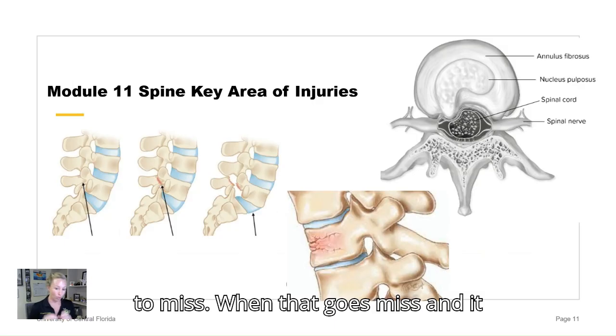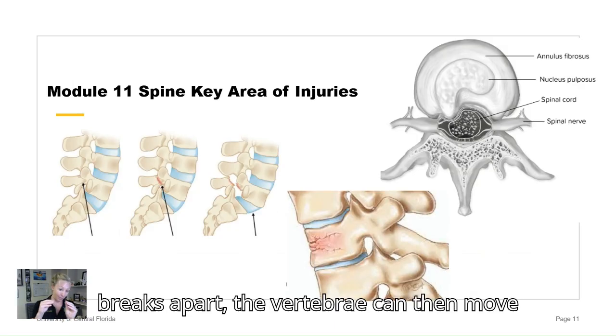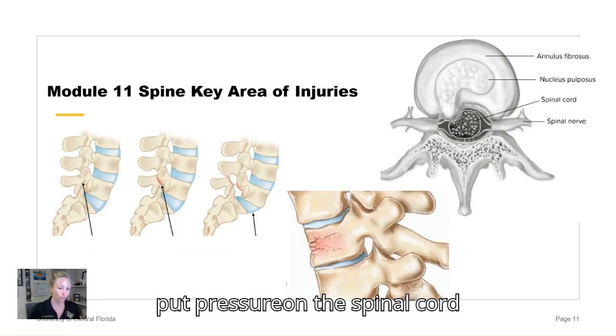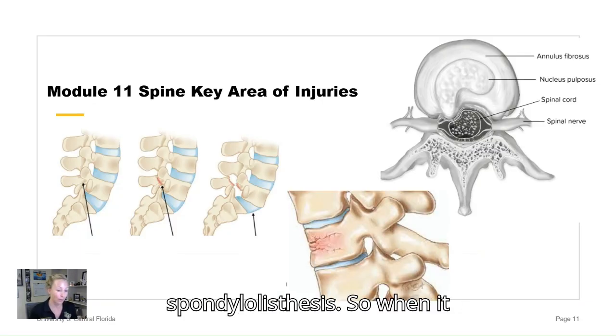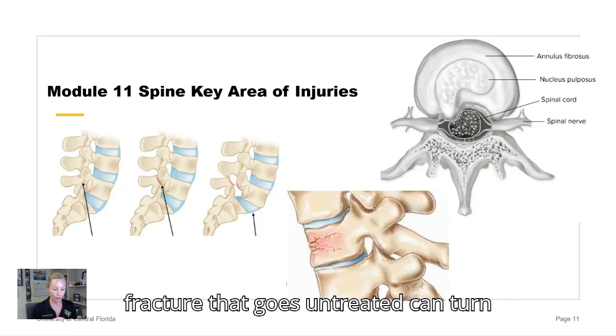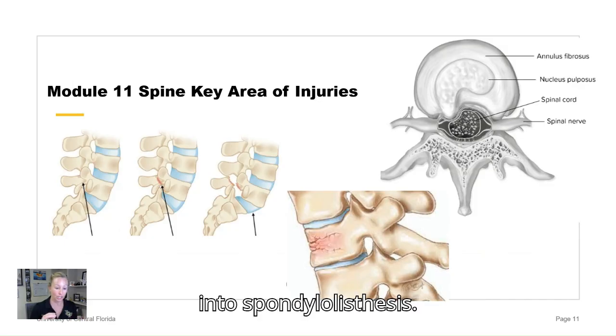It's easy to miss. When that gets missed and it breaks apart, the vertebrae can then move on each other and create instability and put pressure on the spinal cord. Eventually, that is what we call spondylolisthesis. So a missed pars interarticularis fracture that goes untreated can turn into spondylolisthesis.